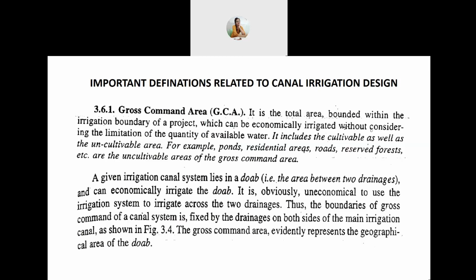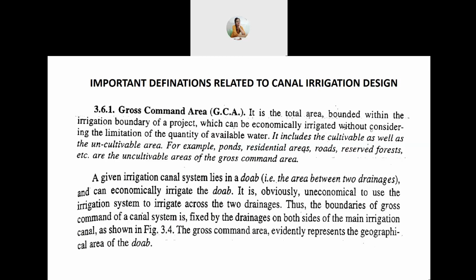It is the total area bounded within the irrigation boundary of a project which can be economically irrigated without considering the limitation of the quantity of available water. It includes the cultivable as well as the uncultivable area. For example, ponds, residential areas, roads, reserve forests, etc. are the uncultivable areas of the gross command area.